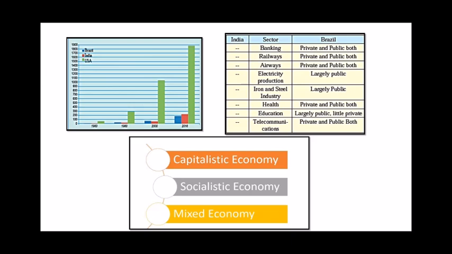So comparing India and Brazil, which country has a higher income? If you look at it, we can see that India is having a higher income compared to Brazil. So what is the difference between the GNP of Brazil and India in 2016? The difference is approximately like 30 to 40 million US dollars.